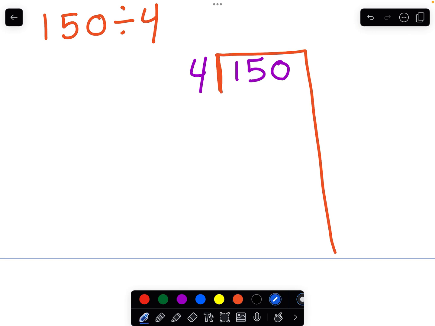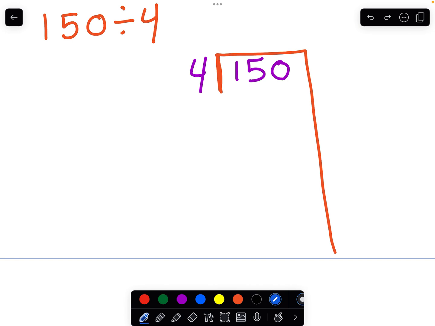Okay, so the first thing I'm going to say is how many times does 4 go into 150? But I want to use friendly numbers. I want to make this easy for myself. Well, 4 times 10 is 40. I could probably get a little bit closer to 150 using friendly numbers.